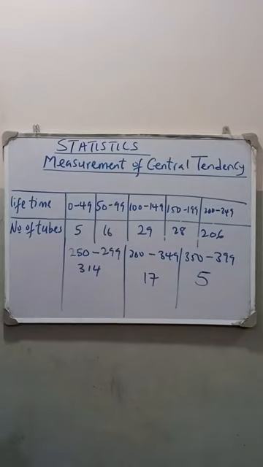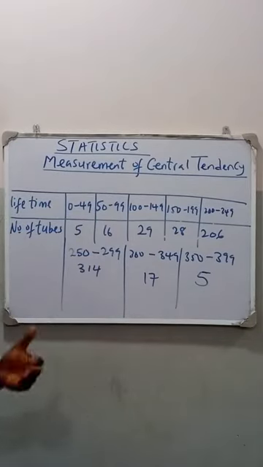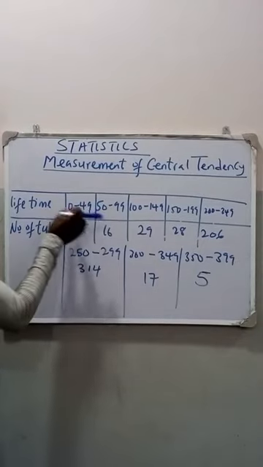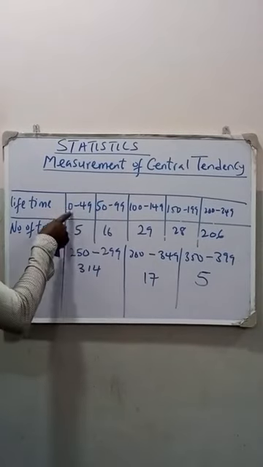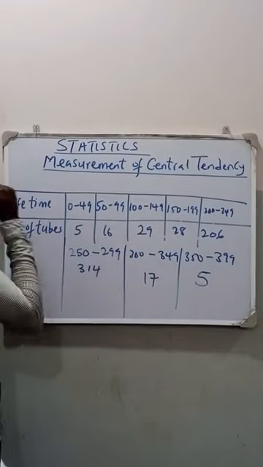For us to obtain the mean, don't forget, because it's given in form of a table, we use our formula, which is summation fx over summation f. But this time around, how do we obtain our x? We are going to obtain our x from this interval, by adding the limits and taking their average. 0 plus 49 divided by 2 will give us the x, which is the score.